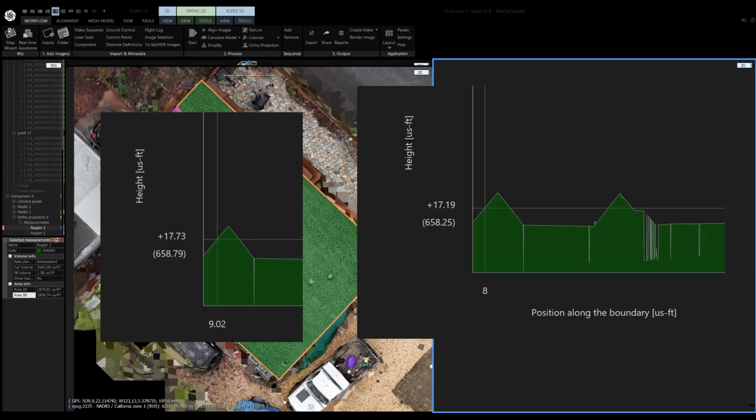So at 8 feet along the boundary, we're at 17.19, and then at 9.02, we're at 17.73. So that gives us a rise of about 0.54. So we know it's a 6 to 12 roof, 75% pitch. Pretty close estimation on that.